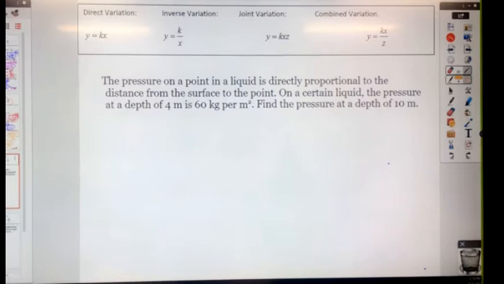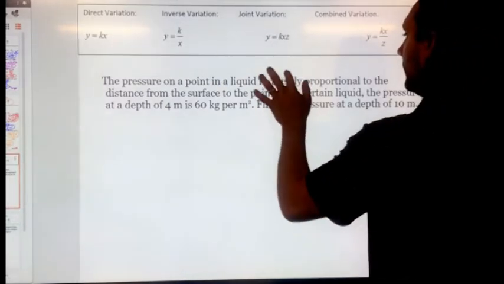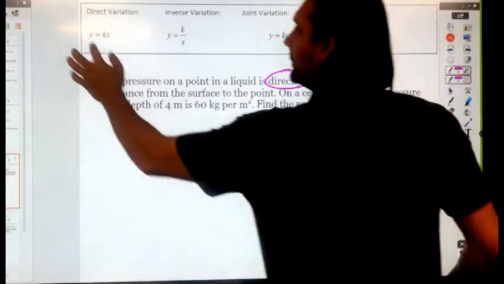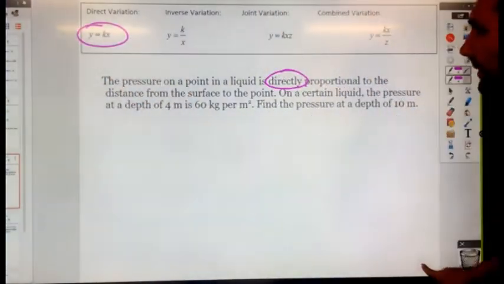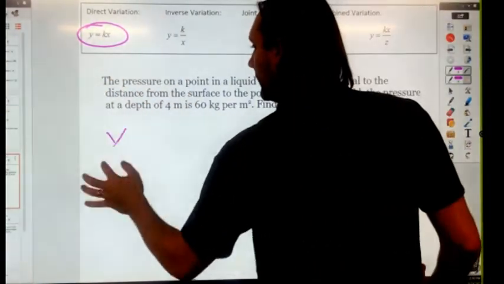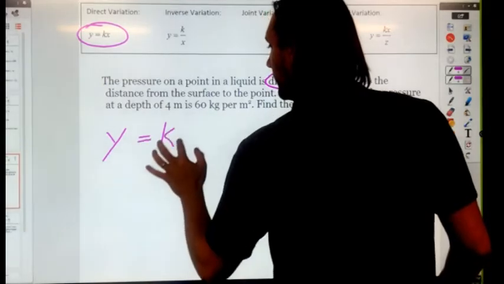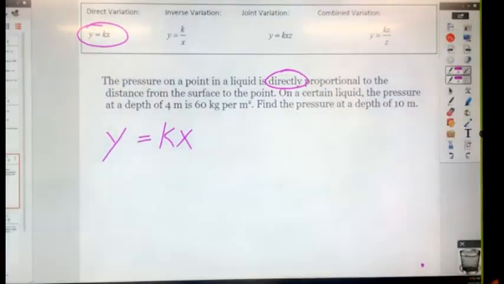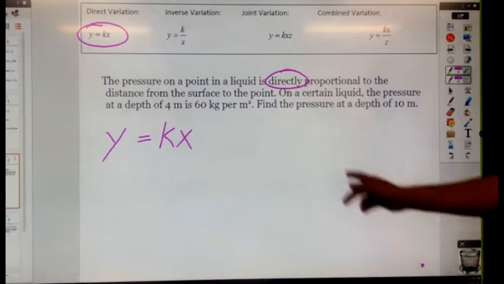This is probably what you'll see on the ASVAB, something like this. What keyword can you point out? Directly, right? Directly proportional. We are going to use the direct variation formula, y equals kx.